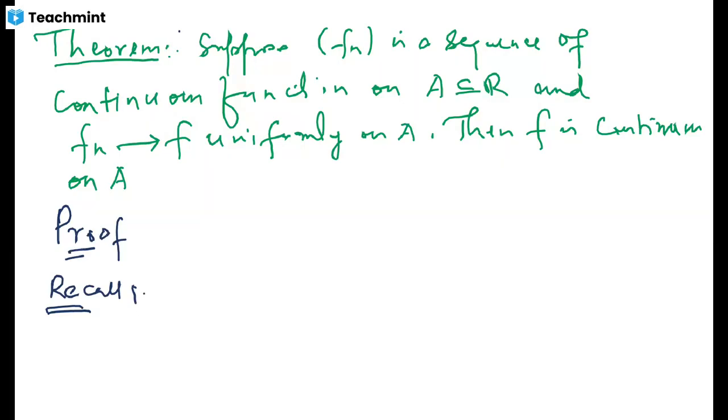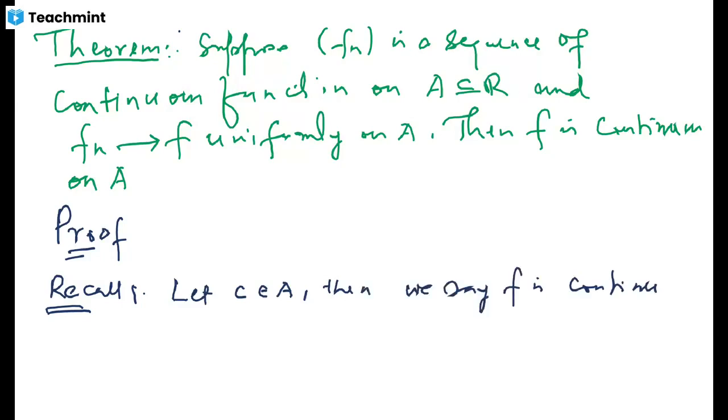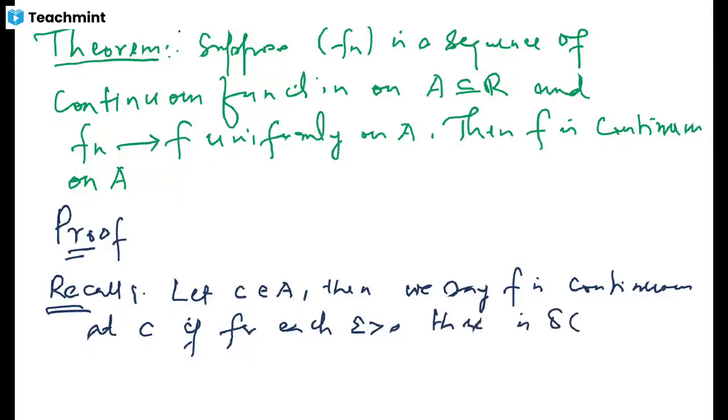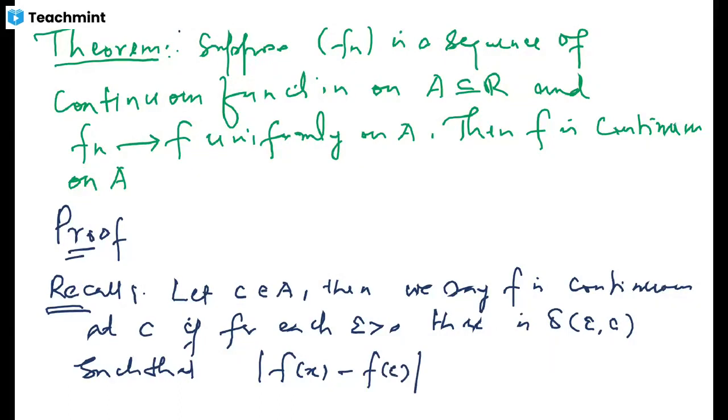Let us take a point C in A. Then we say that a function f is continuous at this point C if for each epsilon greater than 0 there is some number delta, which depends upon epsilon and the point C as well, such that the distance of the image of x under f from the image of C, |f(x) minus f(C)|, is the distance of these 2 points, is less than epsilon whenever the distance of point x from C is less than delta.